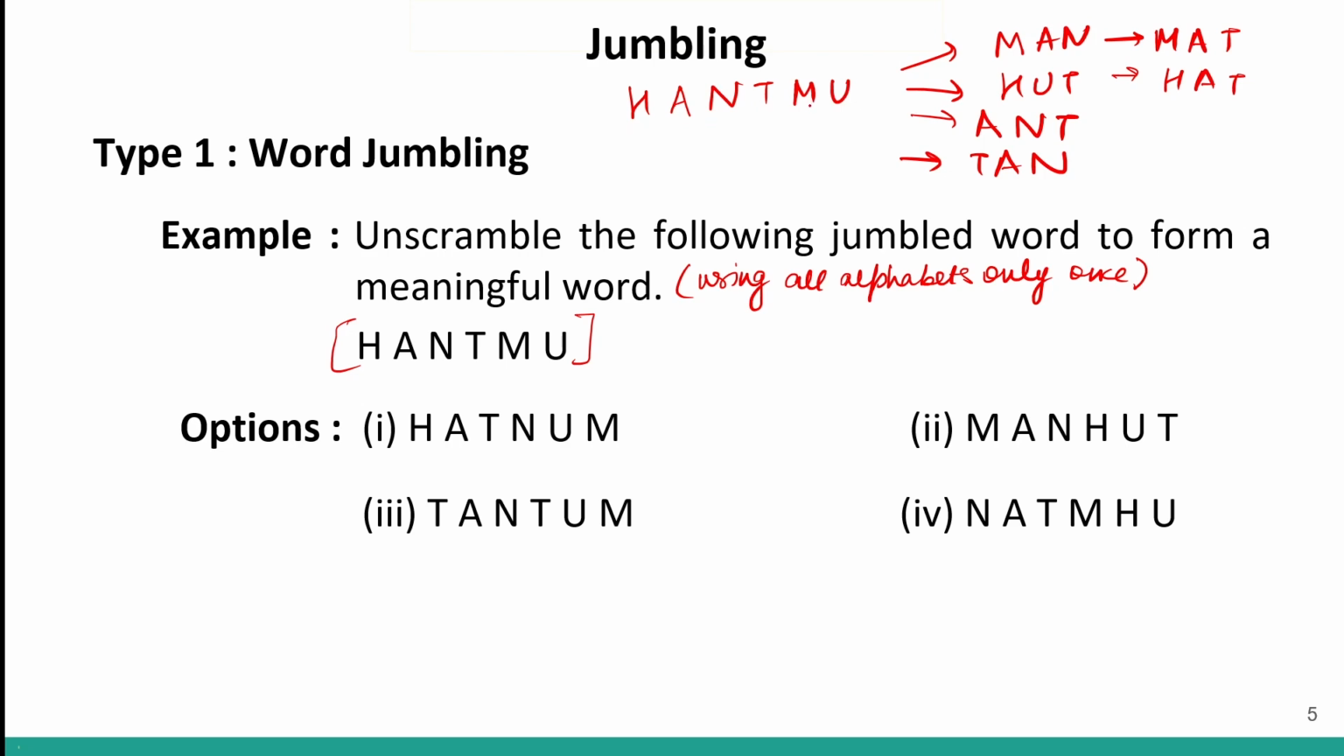Then I can create ham, which is a type of meat. So all these words, you get the idea, right? I can unscramble all these alphabets and form so many words. 1, 2, 3, 4, 5, 6, 7. 7 words at least. More can be formed. So this is one way to unscramble the jumbled word. This is a jumbled word, right?